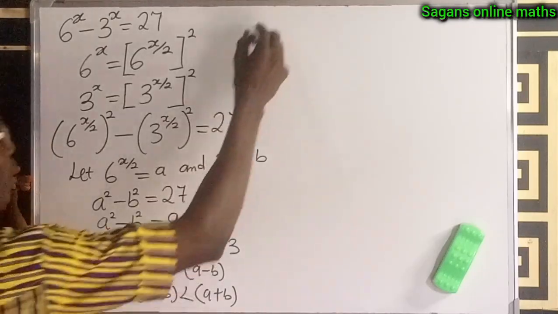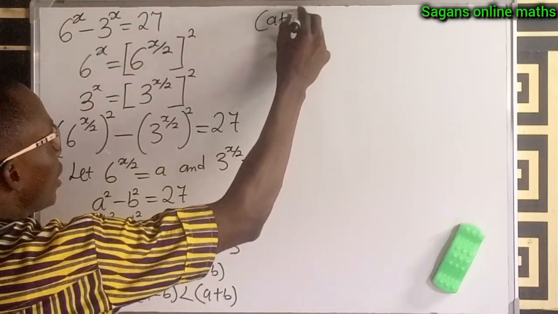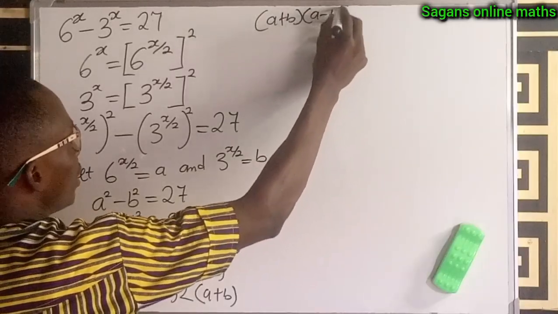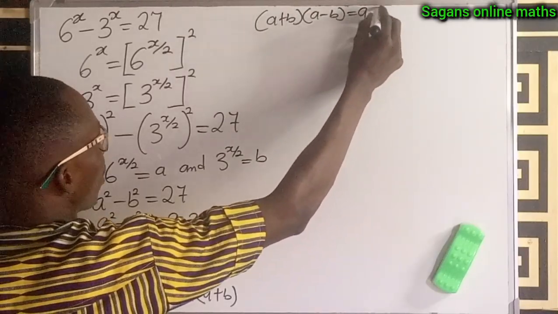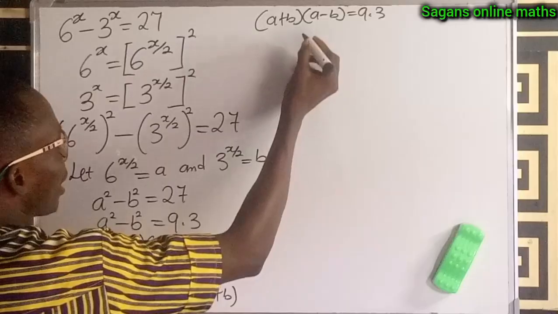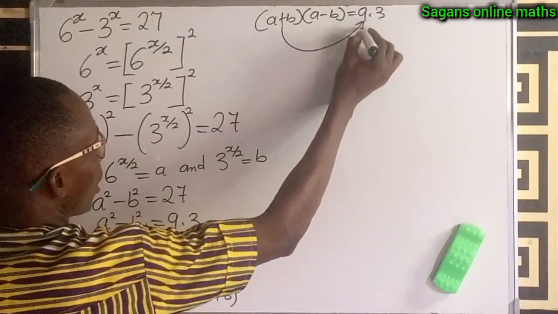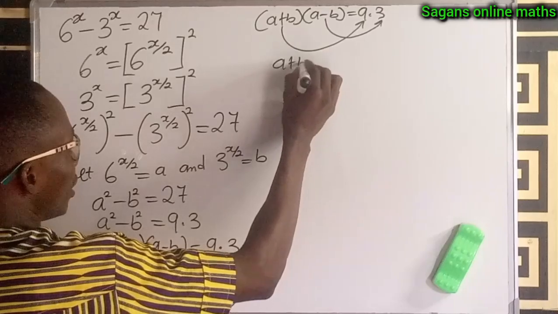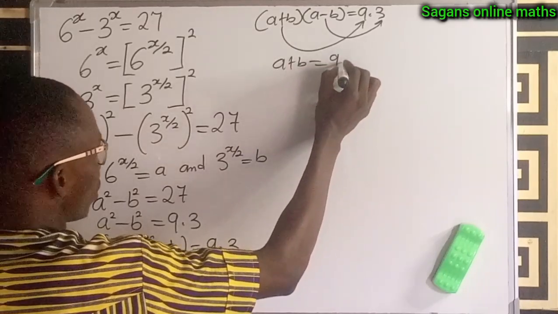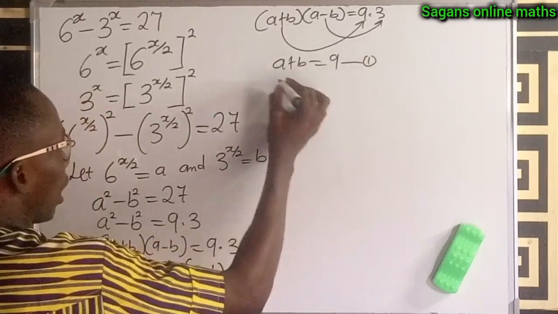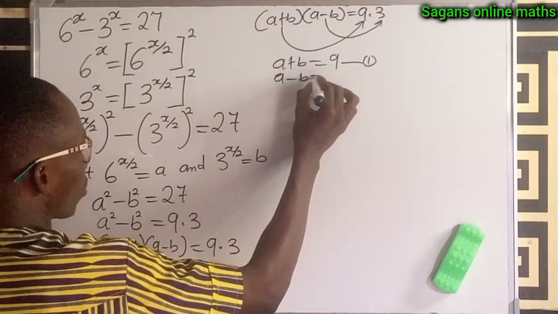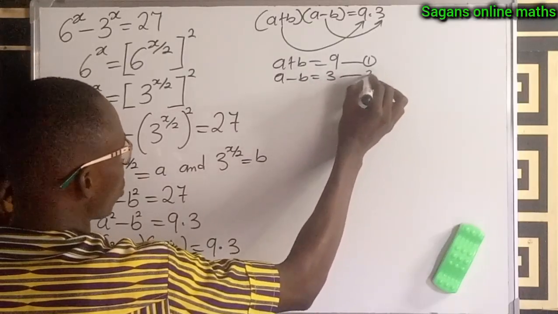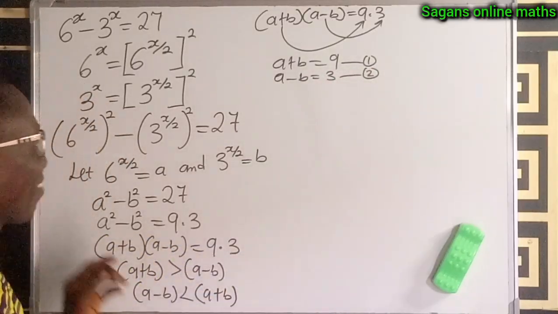That means (a + b)(a − b) is equal to 9 multiplied by what? 3. It also means that you can equate this to 9 and also equate this to 3. That means a + b = 9, and we can call this equation 1. And a − b = 3, as you can see, this is equation 2. Wow, this is amazing.